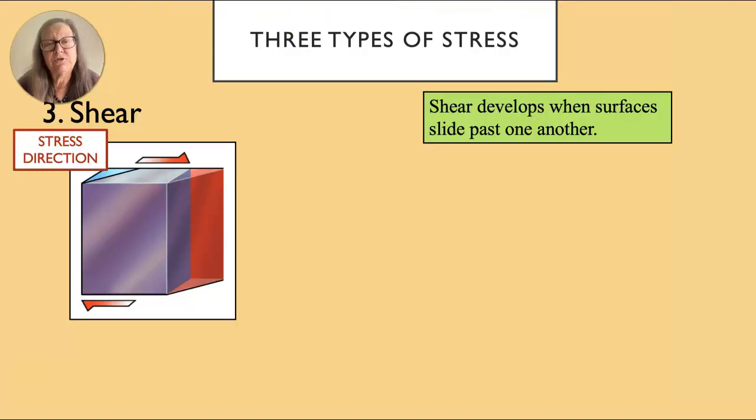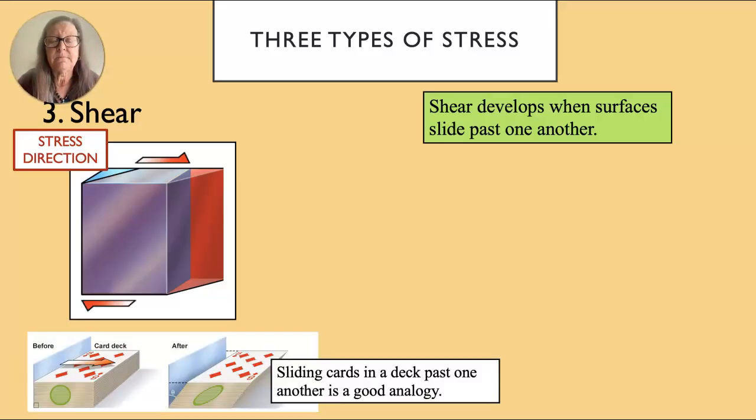Finally, the third type of stress is shear stress. And in shear stress, one surface slides past the other in the opposite direction. And so we end up getting a deformed shape. A cube is turned into a rhombohedron.